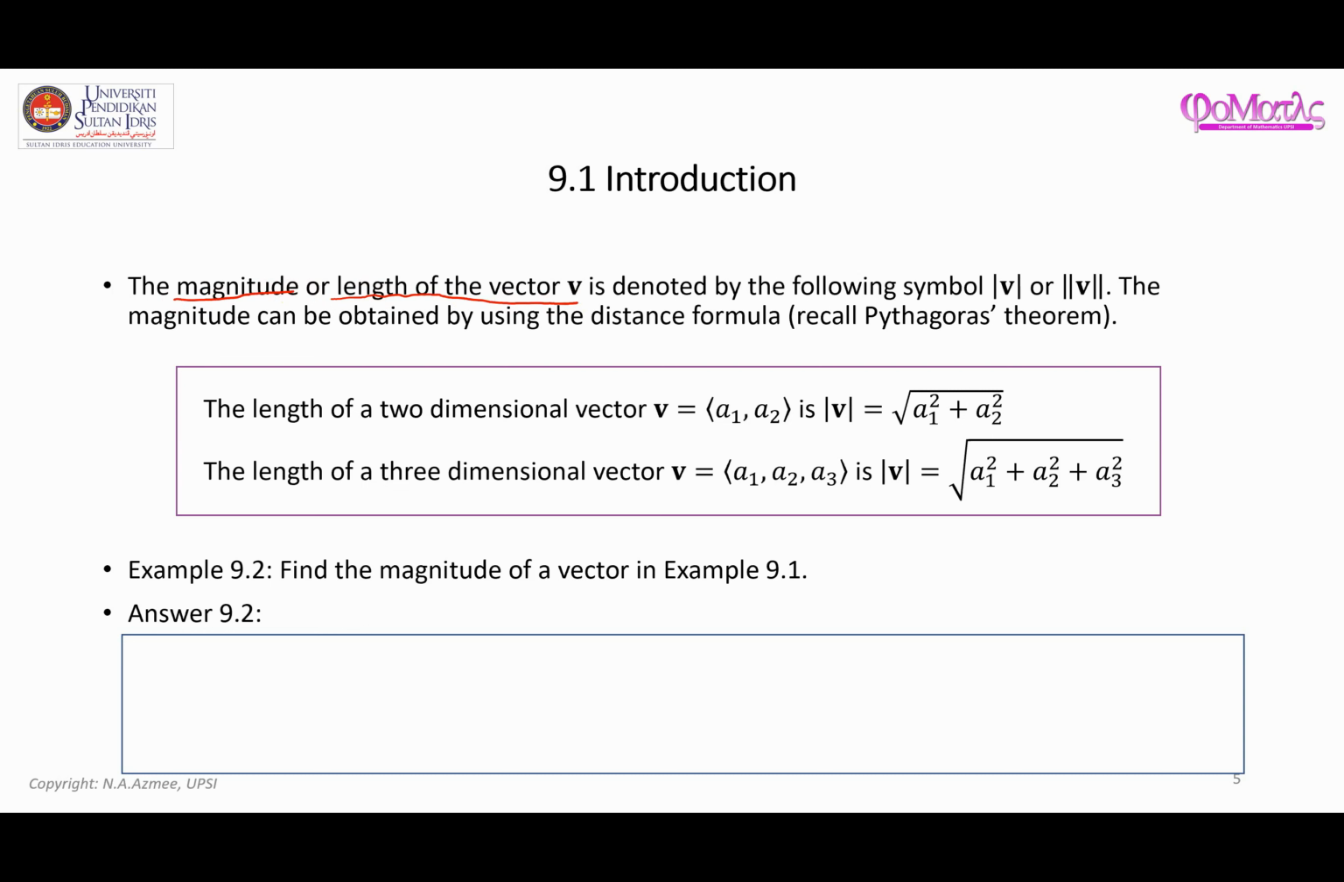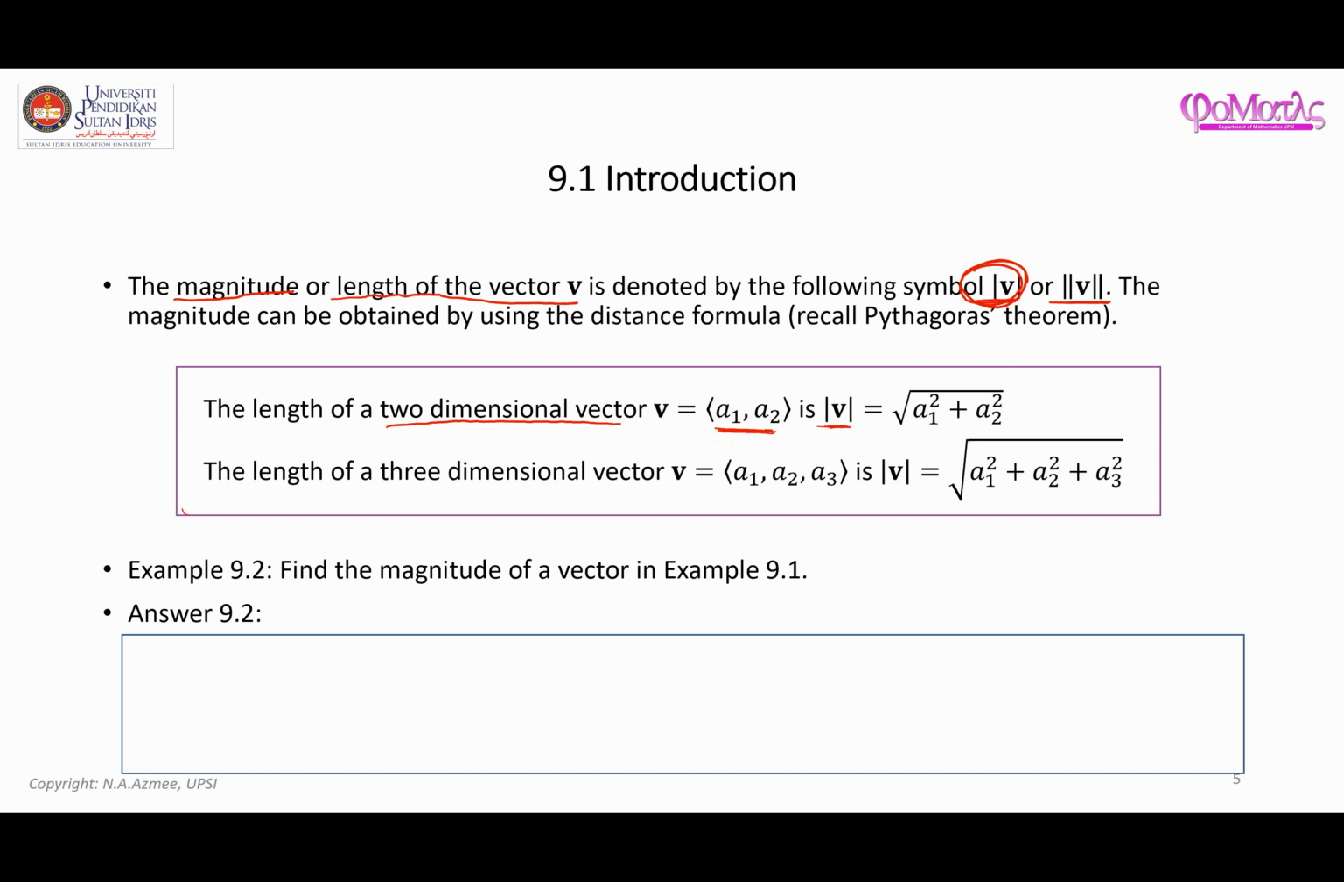Now, the mathematical symbol to denote the length of the vector is given by this one or this one, but most often in this lecture I usually use the simple one. The magnitude can be obtained by using the distance formula given in this purple box here. If you have a two-dimensional vector with components a1 and a2, the magnitude of the vector can be found by taking the square root of a1 squared plus a2 squared.